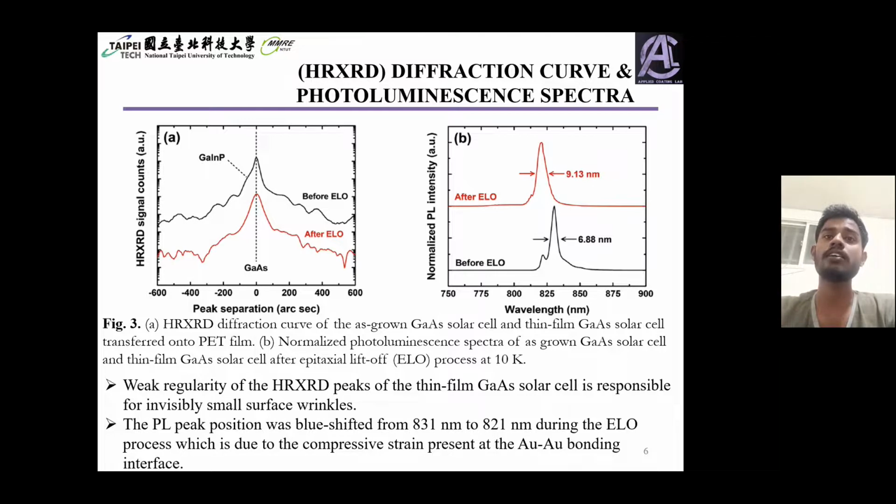And here the welding temperature is still above the room temperature. So the coefficient of thermal expansion of gold is twice larger than the gallium arsenide. So after cooling down to the room temperature, the gallium arsenide thin film solar cell is strained.